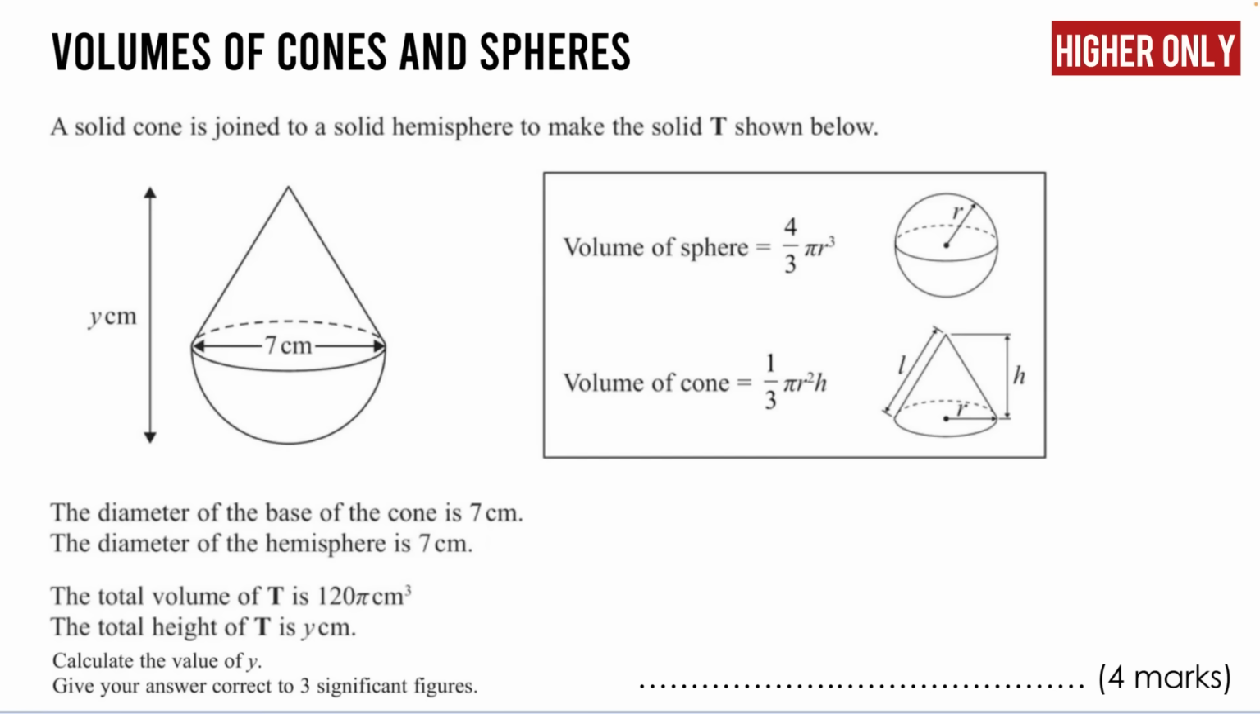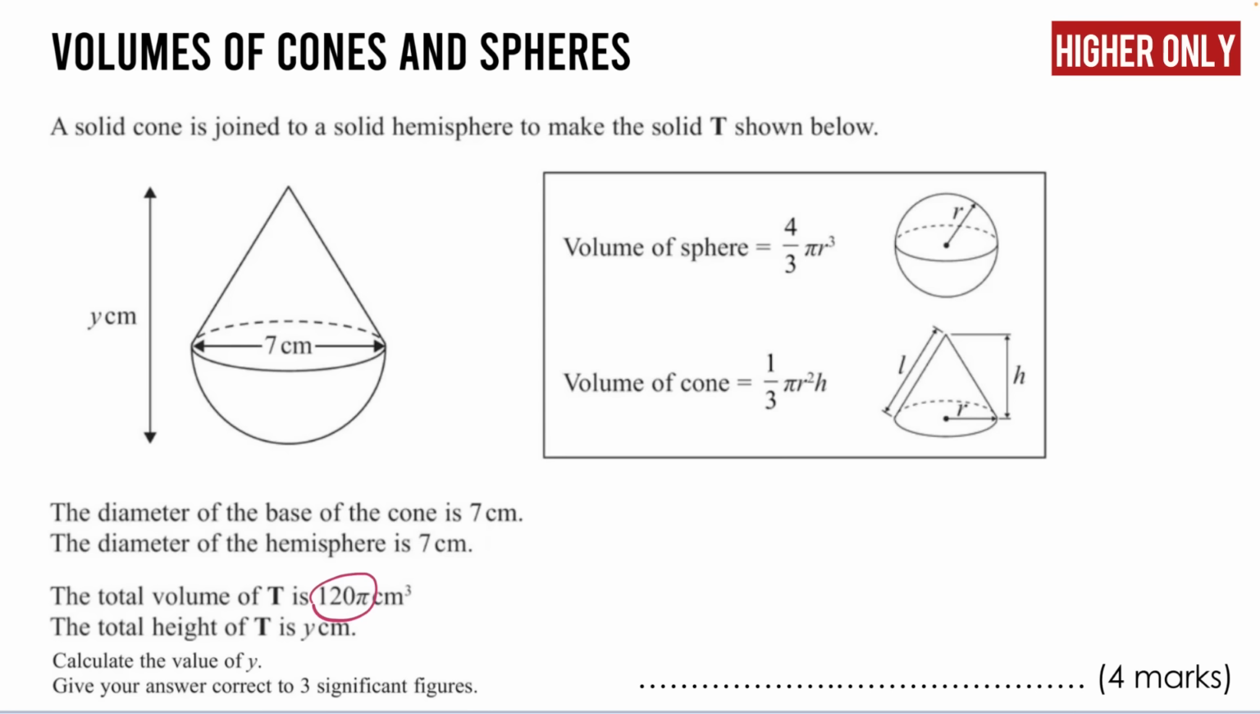So this question here is looking at the volume of cones and spheres. Thankfully, you are given the formulas for those, so they'll be next to the question. So have a look at your formulas, just make sure that you are super happy with using them, finding your pi button on the calculator, and we're just going to work out anything that we can see. So this particular one here tells us that the total volume of the shape is 120 pi, and the total height is y. So we are going to work out the value of y in this question.